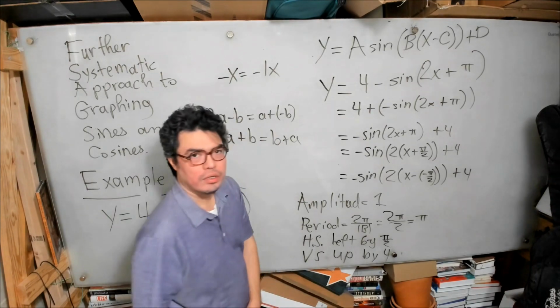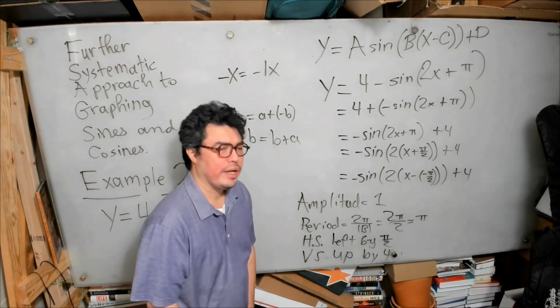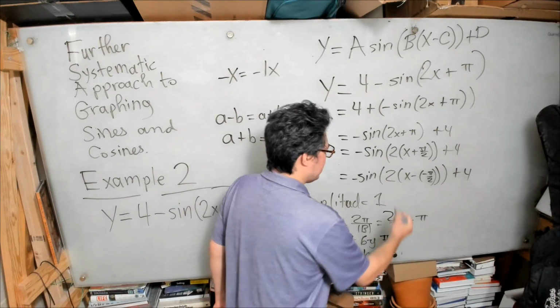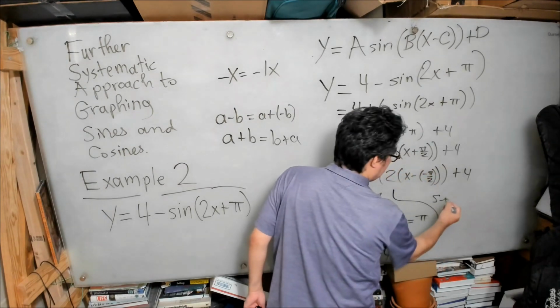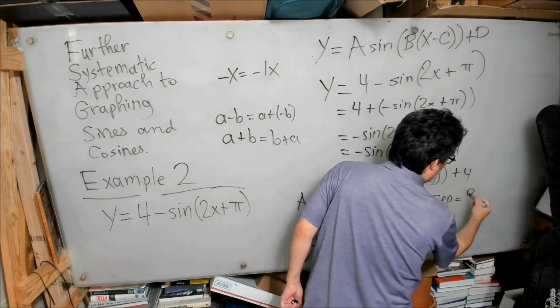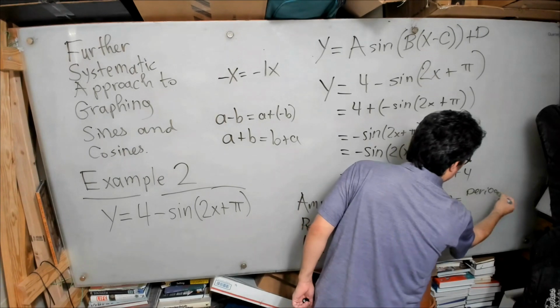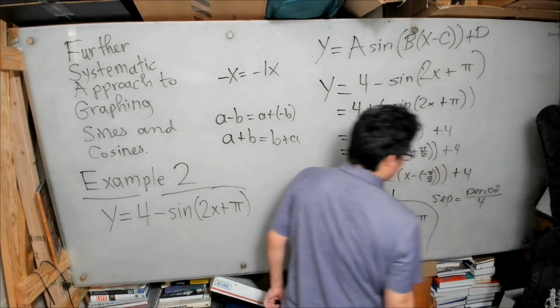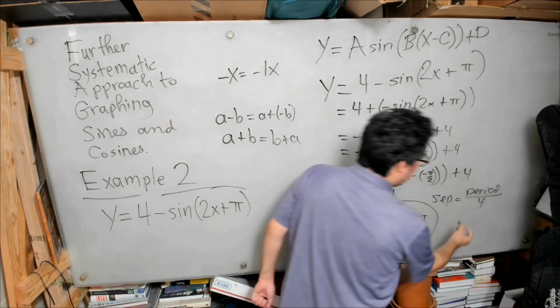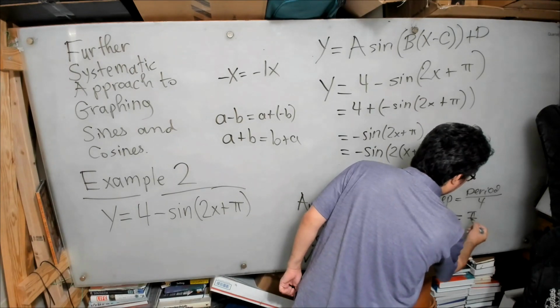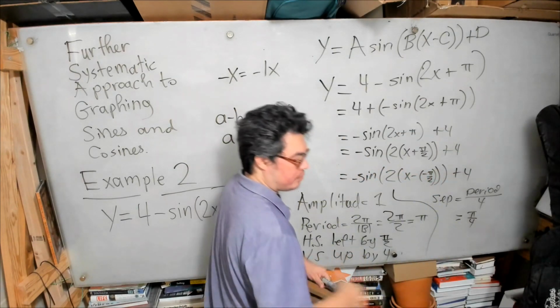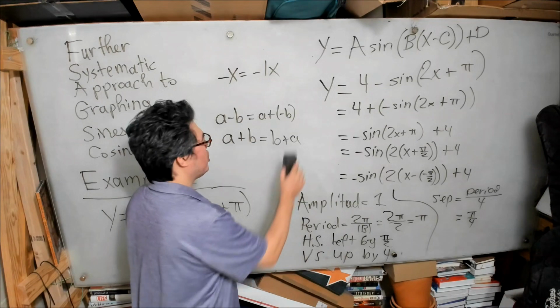And remember, when we're going to make our table, we calculate the separation of the points by taking the period and we divide it by 4, like this. In this case, our period is pi, so our separation will be pi over 4. So let's make our table here.